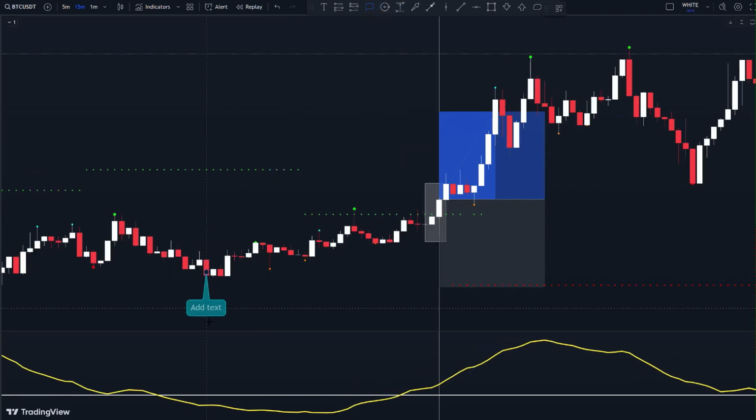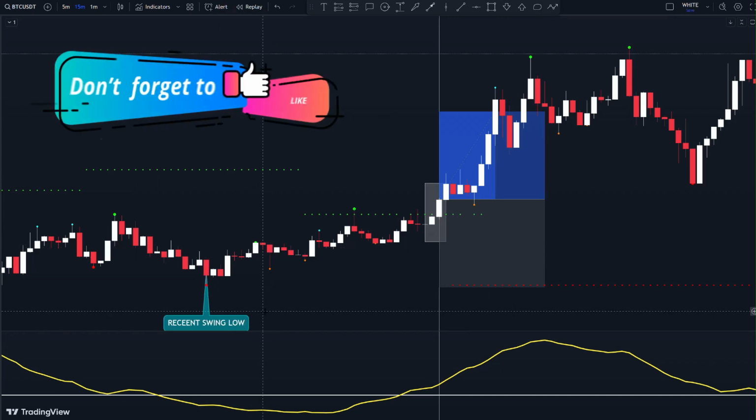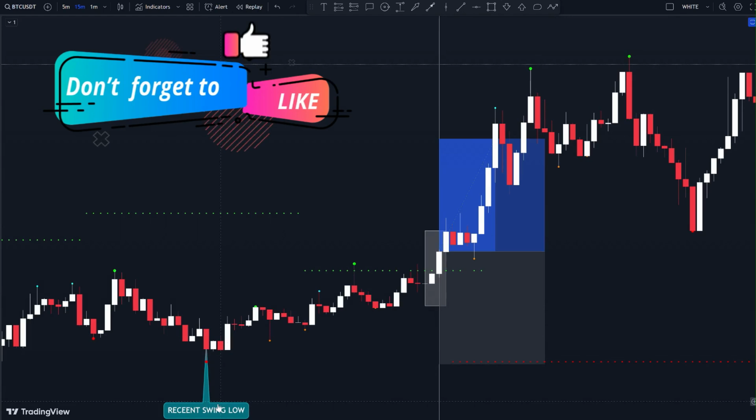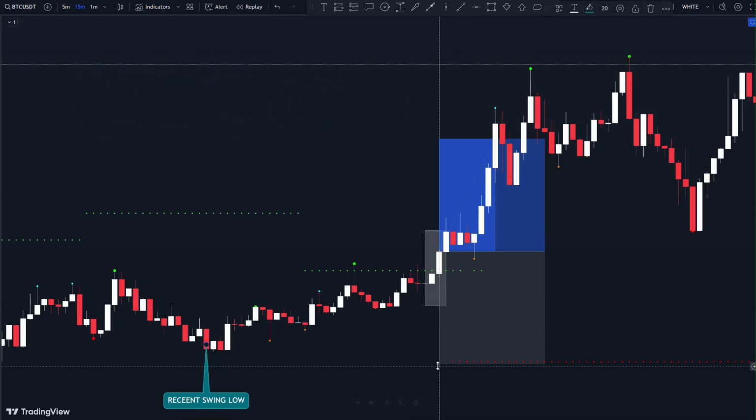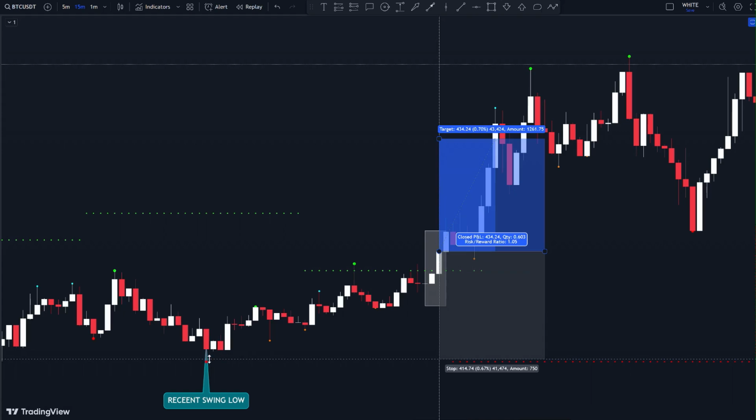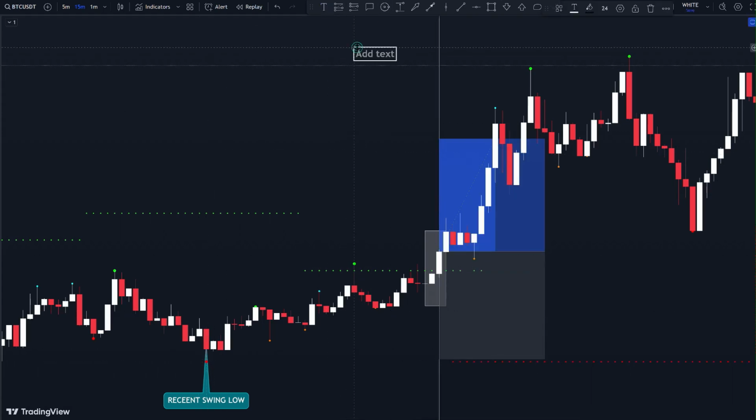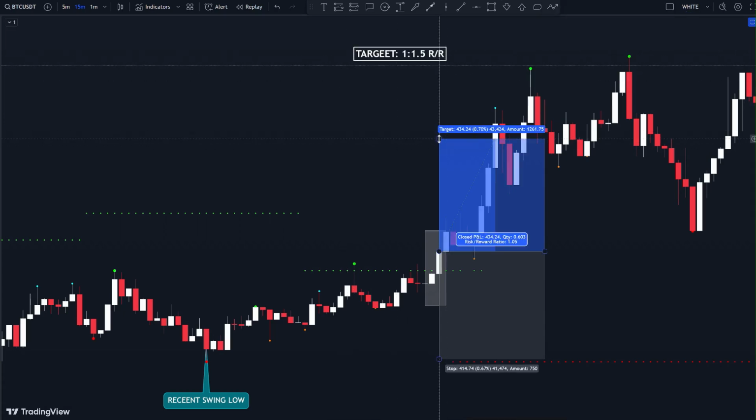To keep things in check, we'll set a stop loss at the recent swing low, ensuring we're managing our risk effectively. As for the target, we'll aim for a risk to reward ratio of 1 to 1.5. This helps us balance potential gains with the risk we're taking on.